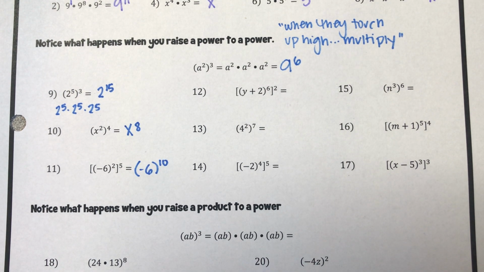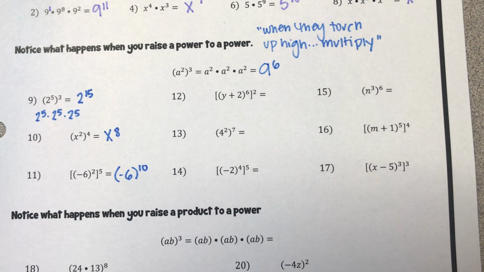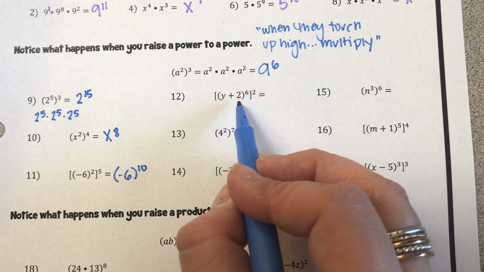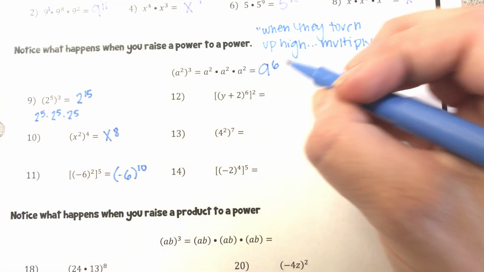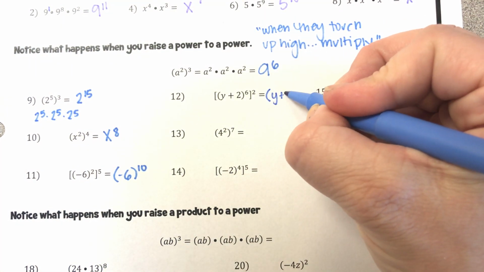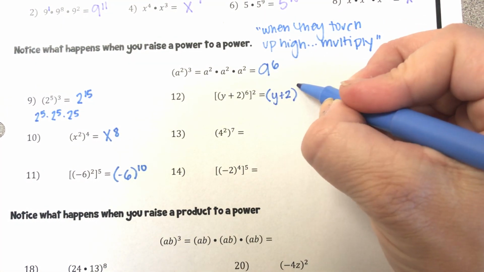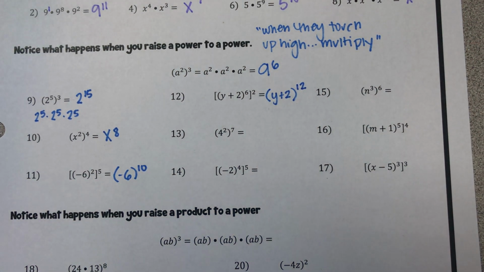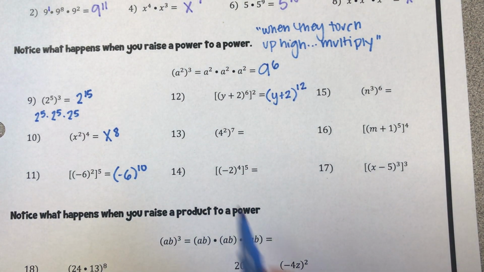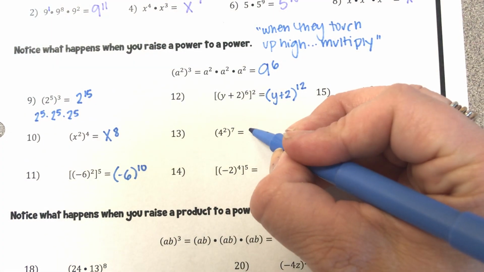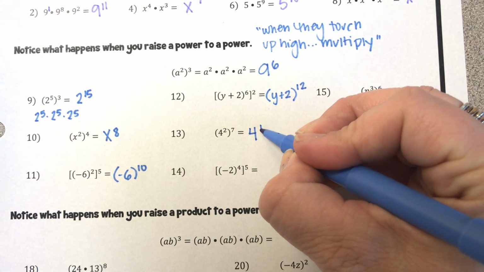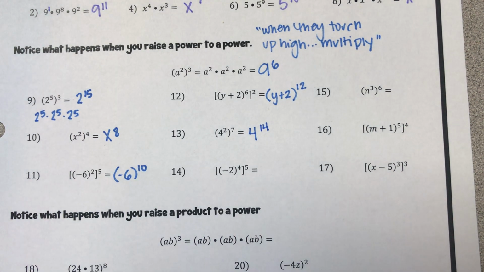Okay, on number 12, our base is y plus 2 being raised to the 6th, then being squared. So that's still y plus 2. 6 times 2 is 12. On number 13, 4 to the 2nd to the 7th, 2 times 7 is 14. So 4 to the 14th power.